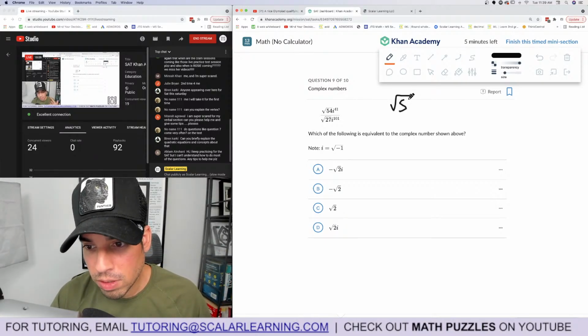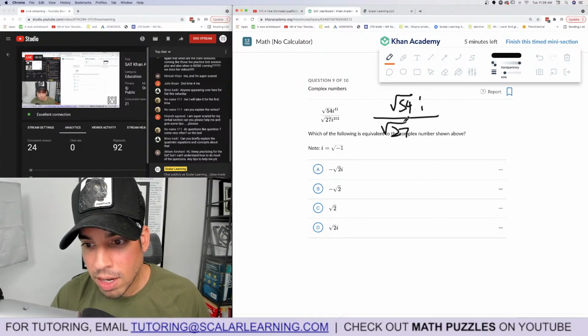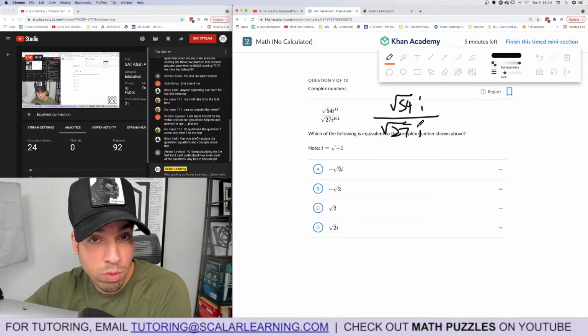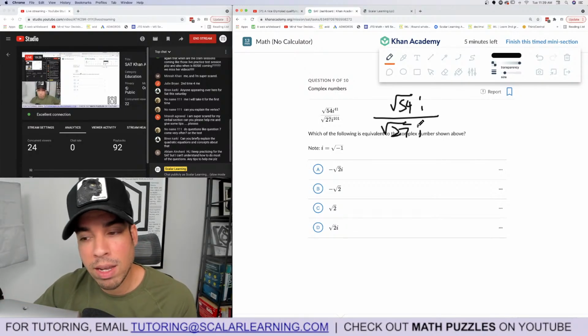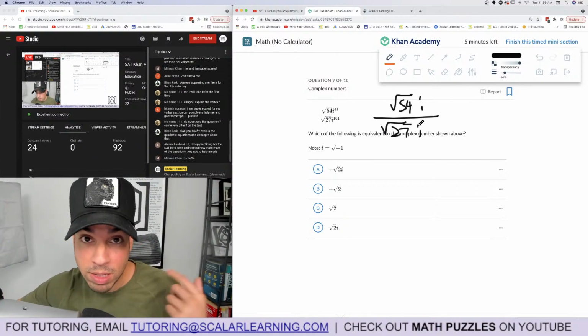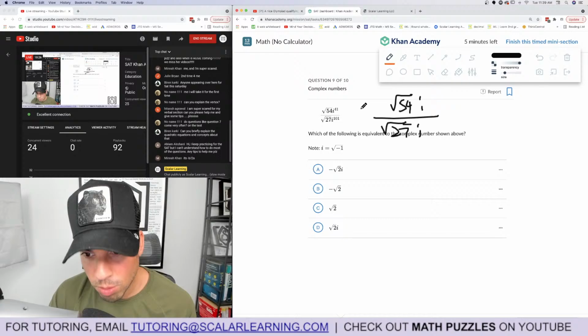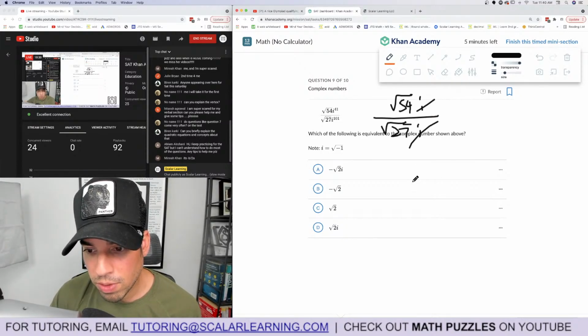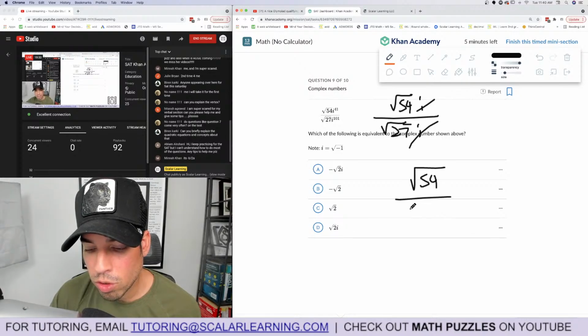So now I have square root of 54I over square root of 27. And we can say the same thing for 101, right? It's kind of like you divide by 4 and whatever the remainder is, it's like that. So if I had like 25, I divide by 4 and I'd have a remainder of 1. So it'd be like I to the first power or just I. Same with both of these. So the I's obviously cancel out. So now it's square root of 54 over square root of 27.